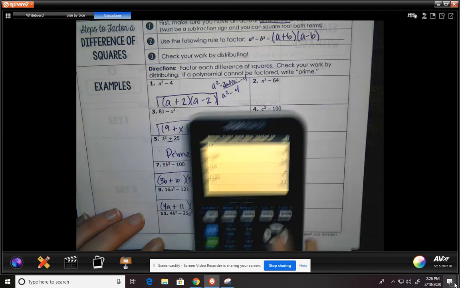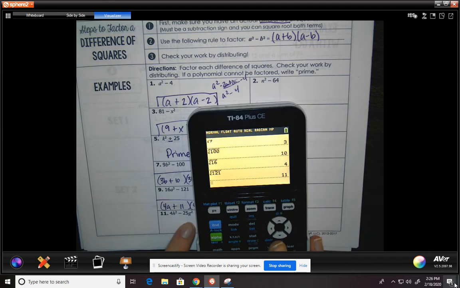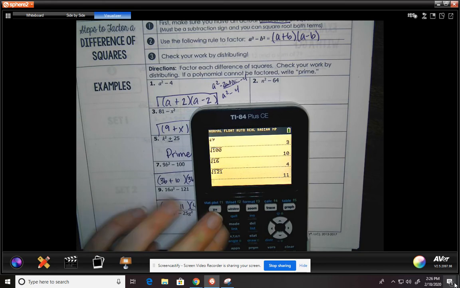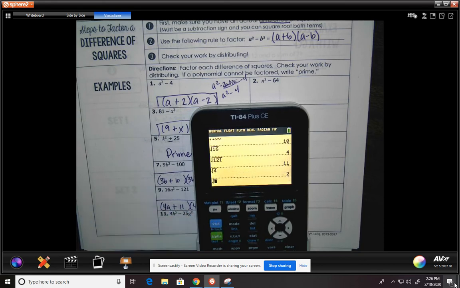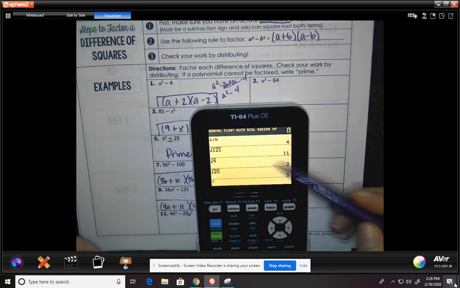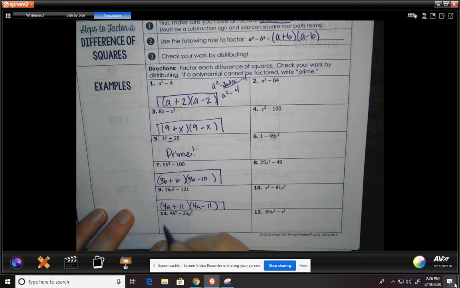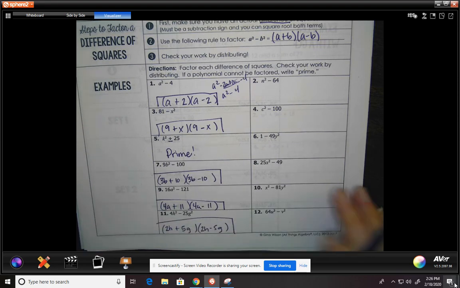For number 11, you have 2 letters this time, not a big deal, but we're going to check our numbers first. So the square root of 4 and the square root of 25. The square root of 4 is 2 and the square root of 25 is 5. So when I set up my parentheses, I'm going to have 2, and since it's an h squared, I put h, plus, minus, and then the 25 became a 5, and since it's a g squared, I put g and g. Double distribute, you're back to your problem, so there's your answer.